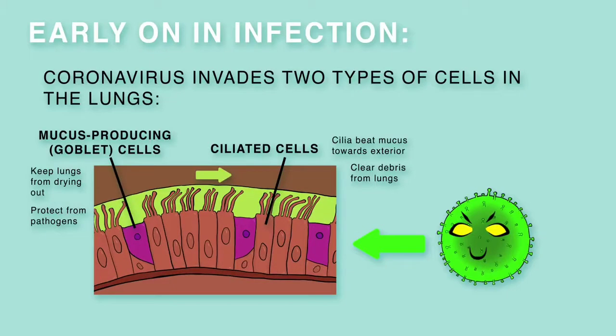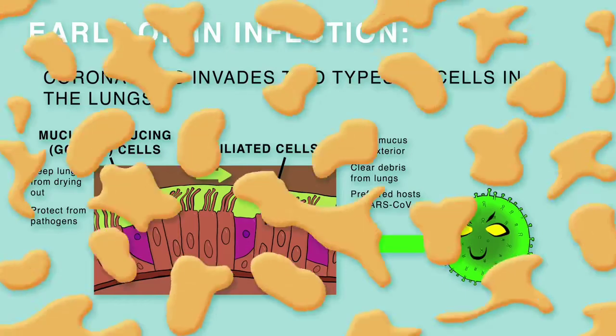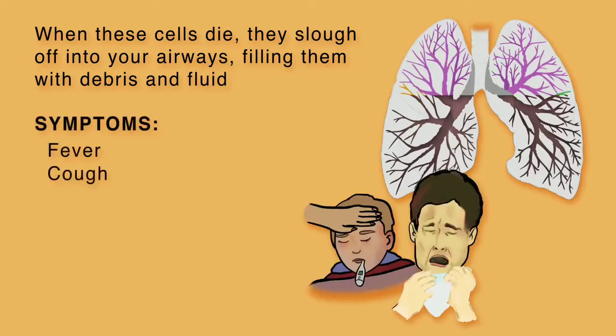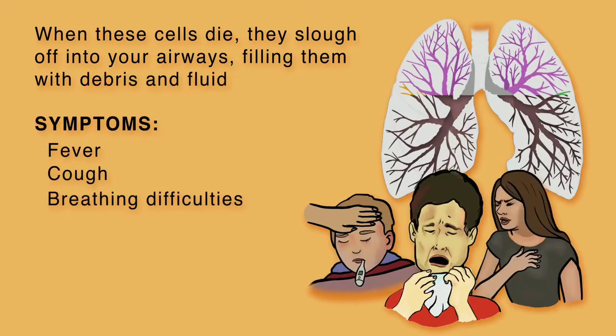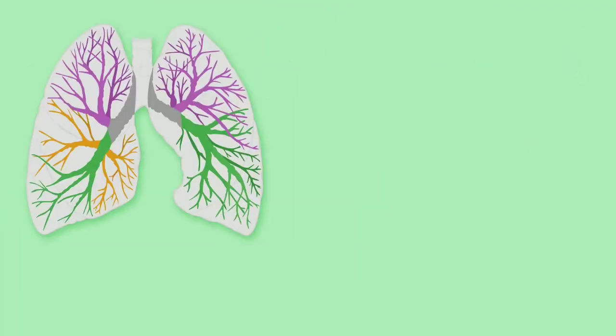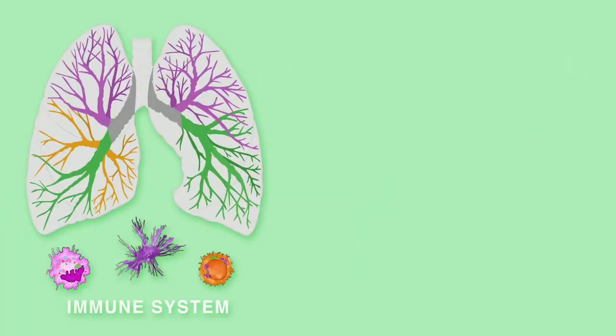So check it out. Cilia cells are the preferred hosts of SARS-CoV and are likely the preferred hosts of the new coronavirus. When these cells die, they slough off into your airways, filling them with debris and fluid. Symptoms include a fever, cough, and breathing difficulties. Many of those infected get pneumonia in both their lungs. Enter the immune system. Immune cells recognize the virus and flood into the lungs.